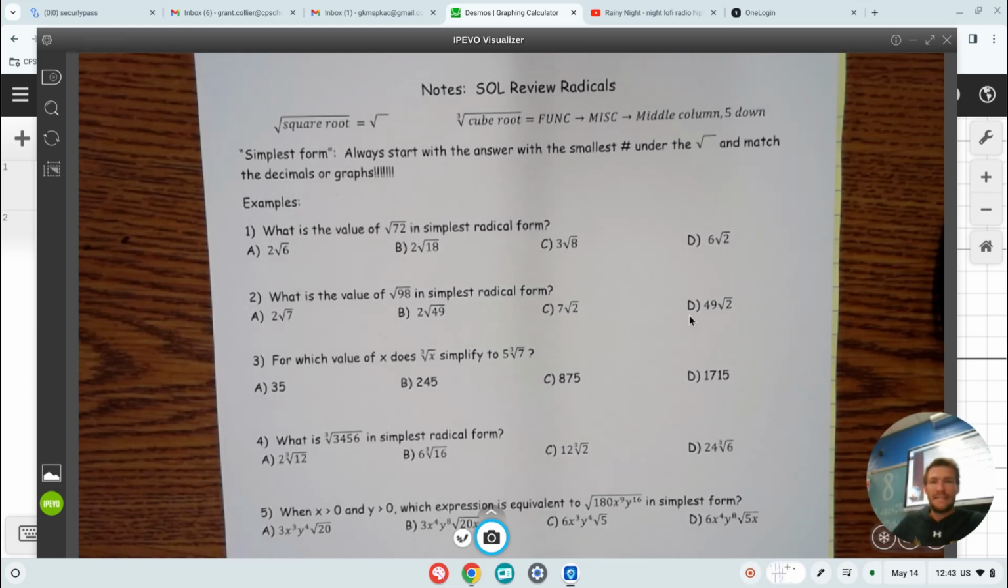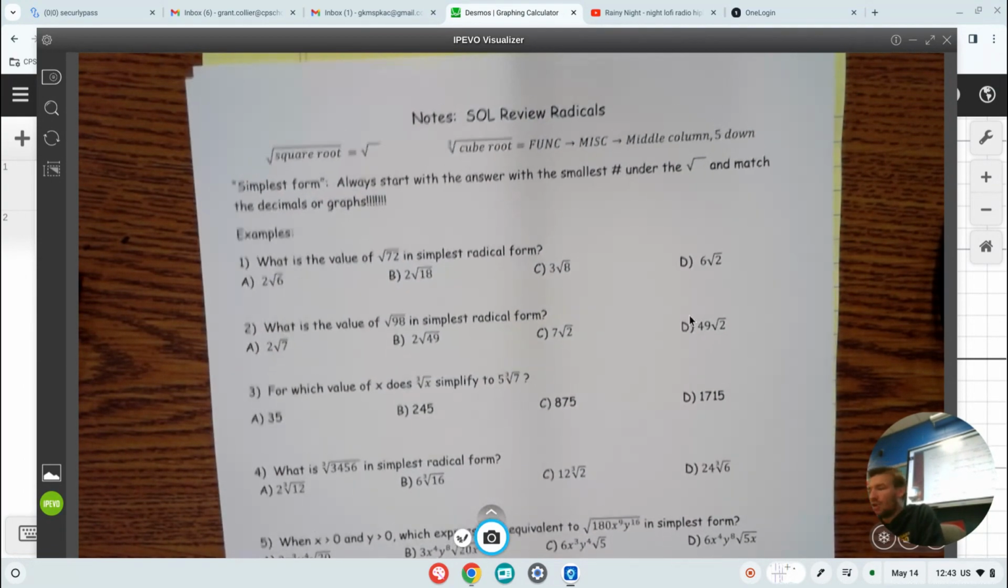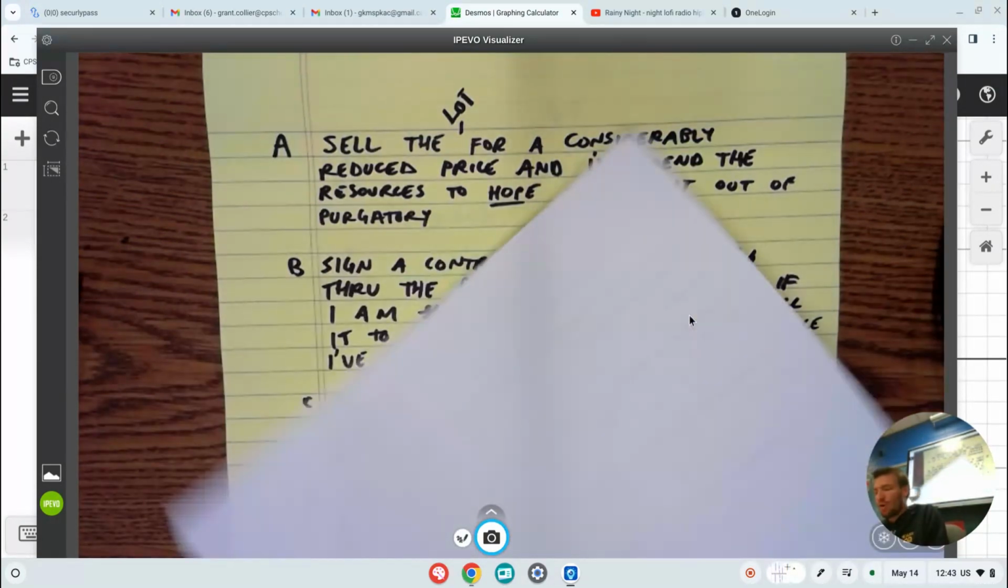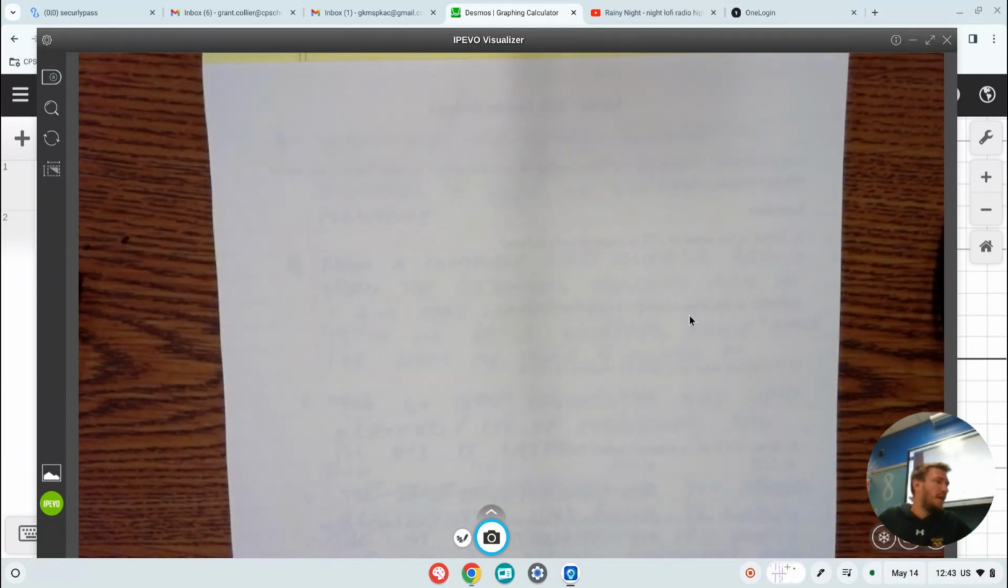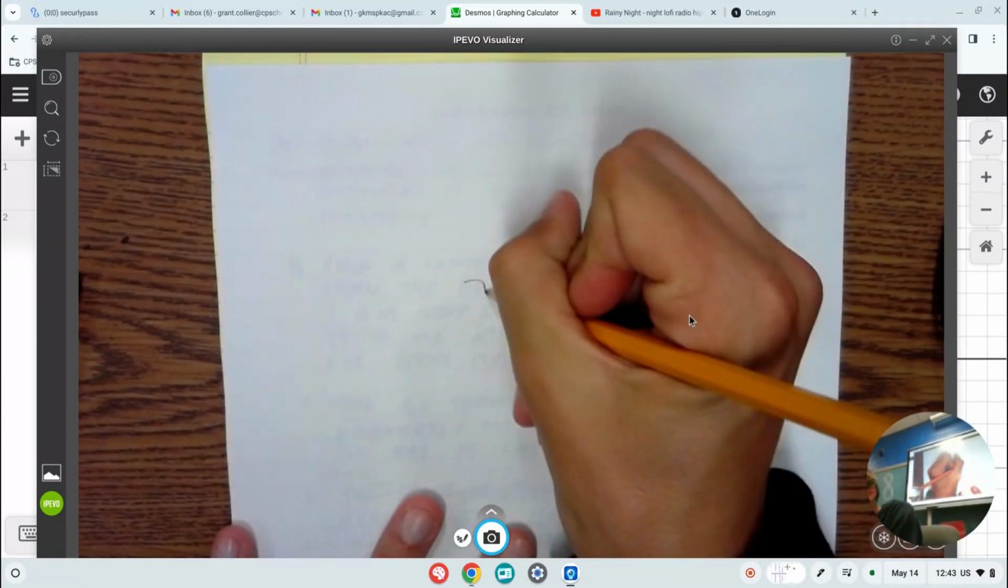All right, we're on to our sixth SOL review, which is reviewing radicals. We want to incorporate DESMOS more than we did before. To start off, I'm just going to flip this paper over, and I'm not going to be here very long. I want to talk about how we used to do it.